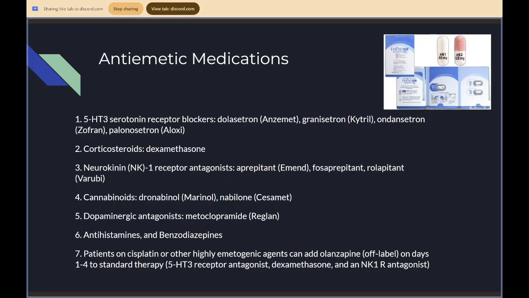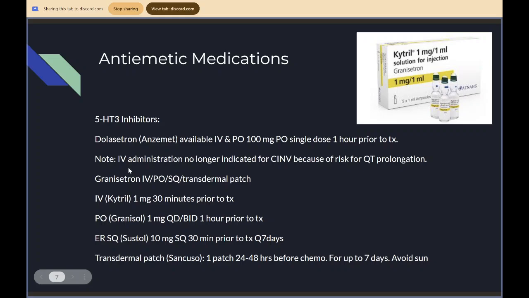Do 10, 20, 30 a day, and before you know it, you have 300 in your brain. So, the treatment: there's usually 3 agents for chemotherapy-induced nausea and vomiting, and if need be, you can add olanzapine to make it 4. All right, very good.